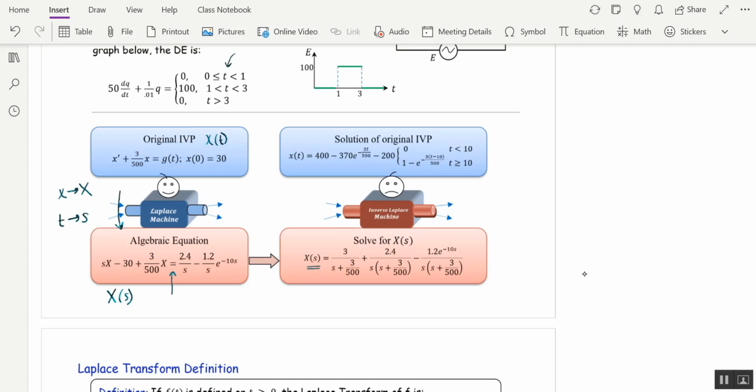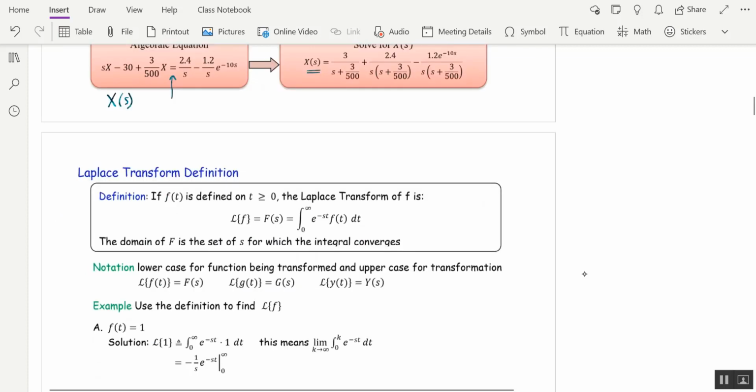We solve for big X. That's over here. Then we run that through the inverse Laplace machine to come up with our final answer. That's got a sad face because typically that requires a bit of work, a lot of partial fractions. All right, and so now big X of s gets transformed to little x of t, and we've got our solution.